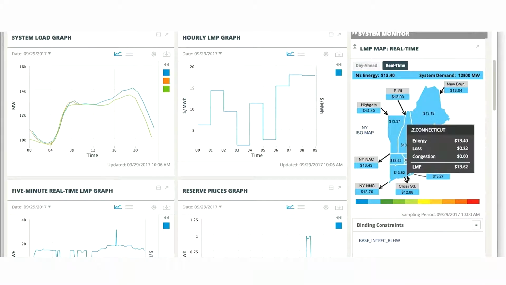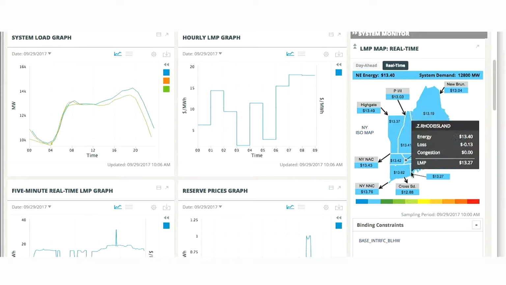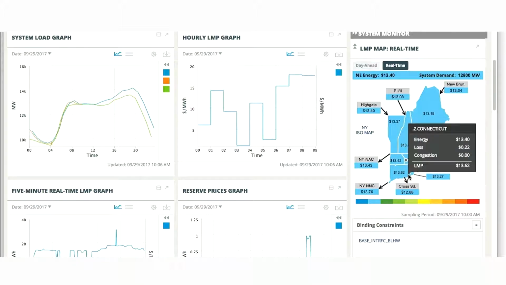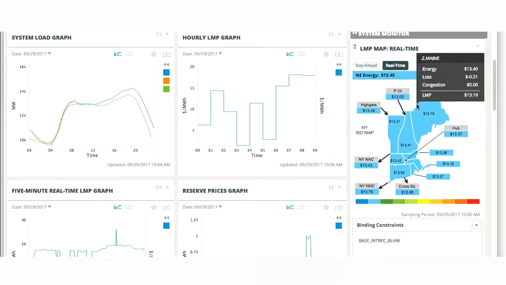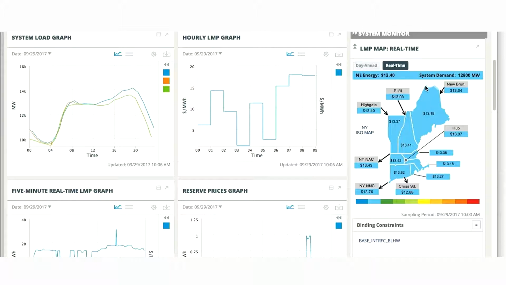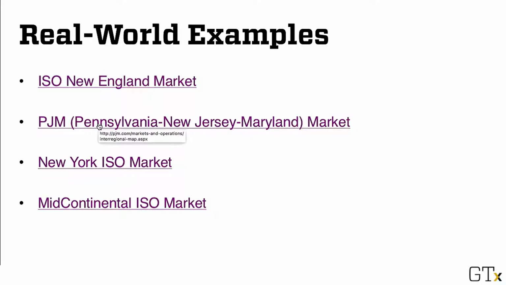You see there are differences. For example, here in Connecticut, close to New York, you can see that the price is slightly higher, $13.62. In other areas, for example, New Hampshire and Maine, which actually border Canada, Quebec, hydropower is very cheap power. You can see that their price is also lower. So this situation, although it has a little bit of price difference, is still pretty uniform. Let's look at some other systems.